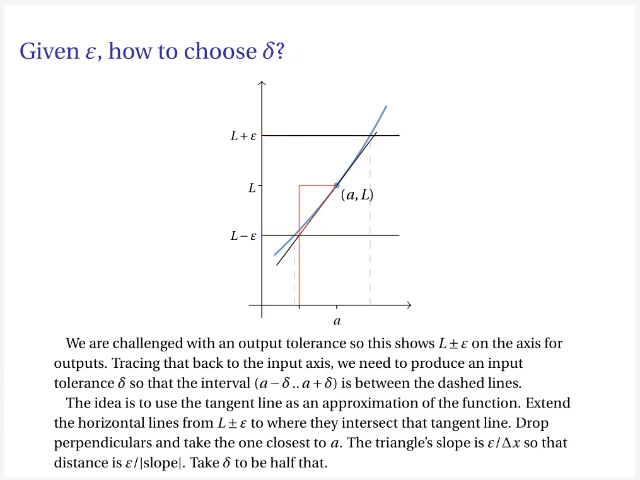And what I'm going to do specifically is with those horizontal lines, I found the intersection with the tangent line right there, and I dropped a perpendicular. And it comes out down here. Okay, so again, here is L minus epsilon where it intersects the tangent line, and I dropped a perpendicular. And there I am right there.